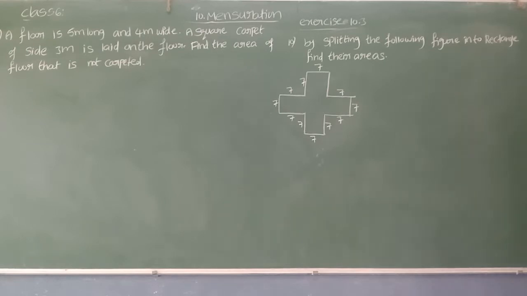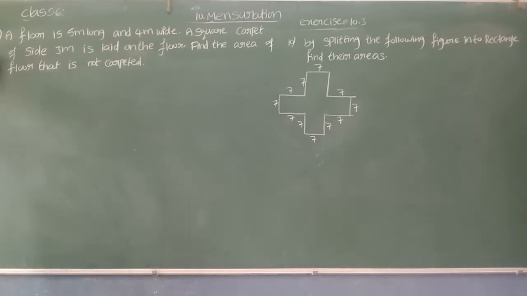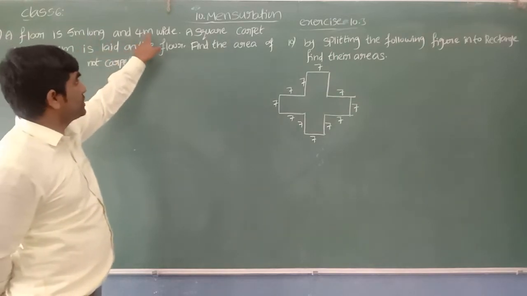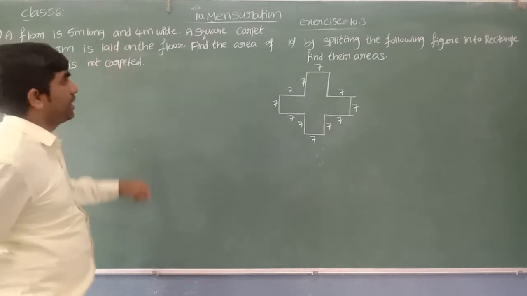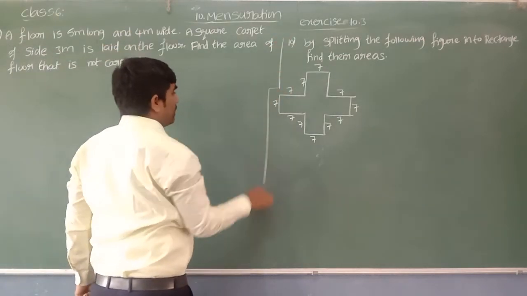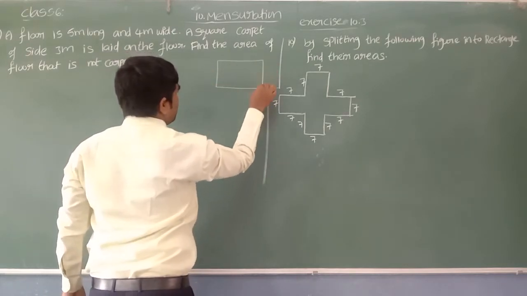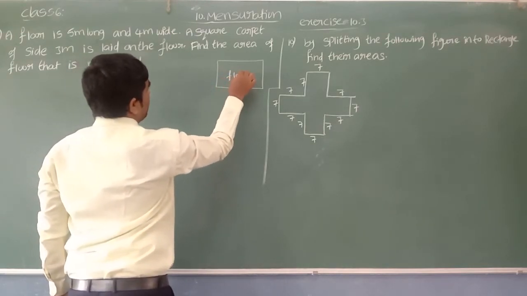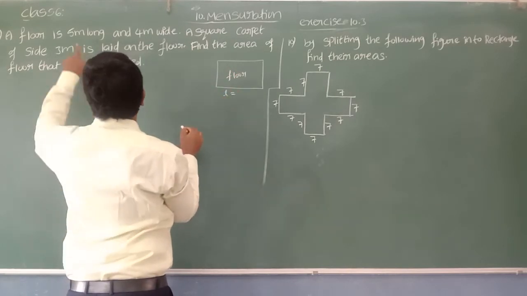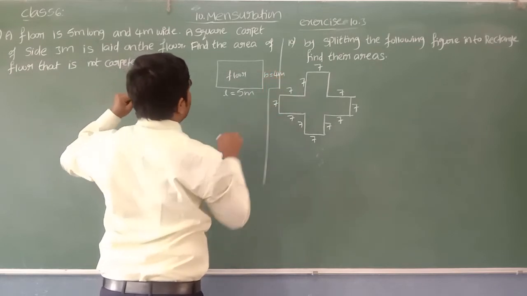Yes, children, you can see some more applications based on this area of square and rectangle. Here we have the 8th question from exercise 10.3. A floor is 5 meters long and 4 meters wide, length and breadth. So the floor is in which shape? Rectangle shape. So let me draw one floor here. It is the floor whose length is 5 meters and breadth is 4 meters.